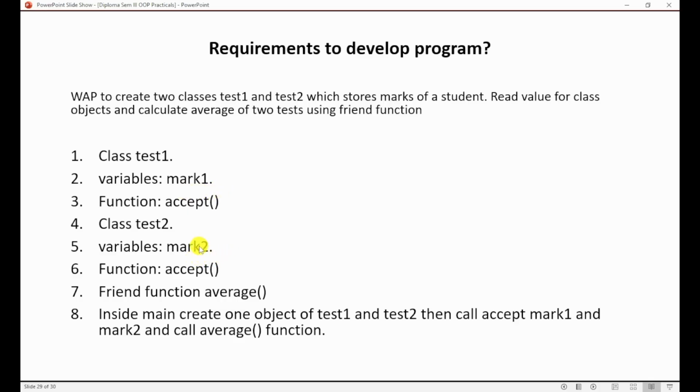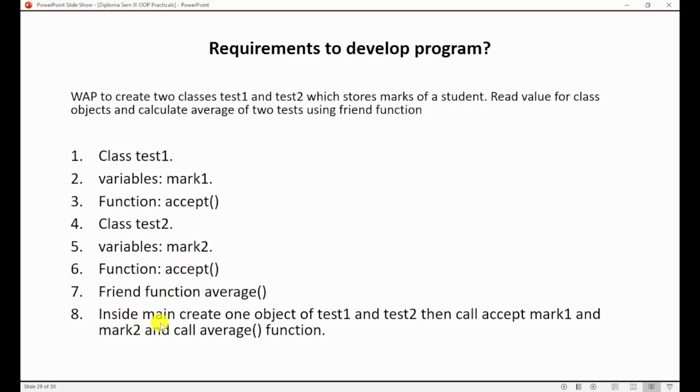For that purpose we have to create one more function, and that will be the common function. That's why we have to create that function as a friend function, and that will be the average function. That function will calculate the average of these two marks. That will be the friend function, and it will be declared inside both the classes. Only then can both classes understand that the function is our friend function. So that will be the structure.